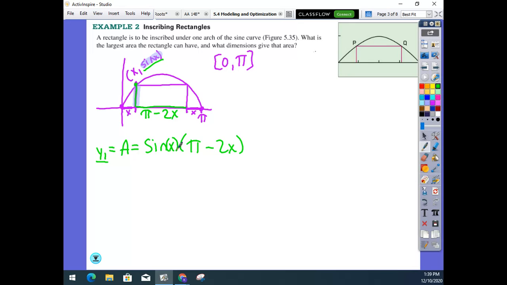All right, and this is our window. This is our domain. So let's change our window to go from 0 to pi. And we can keep the -10 to 10. Oops, I did something goofy on my window. Oh, yeah, I put +10. Okay. So we want to find our maximum value. So we're going to go second, trace, go to max, and get your little cursor over there.